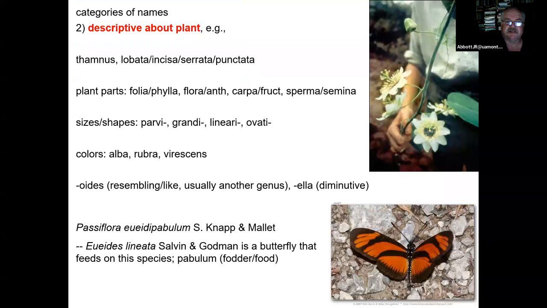The second major category of plant names are the words that historically mean something about and tell us something about the plant, right? So, for instance, you see the word thamnus here. This is the Greek word that means shrub. Lobata means lobe. Incisa means cut or dissected. Serrata means tooth. Punctata means punctate. So the plant parts for leaves, flowers, fruits, seeds, various sizes or shapes, the colors, right? All of these words have meaning in Greek or Latin.